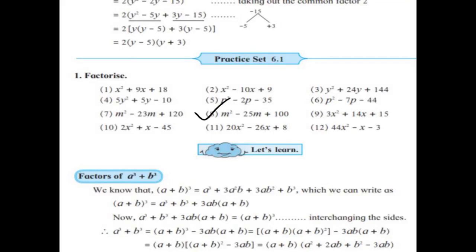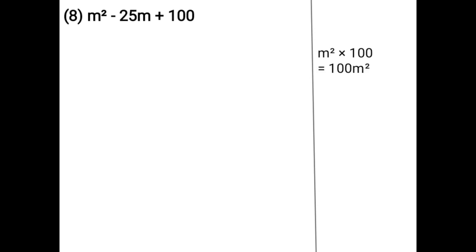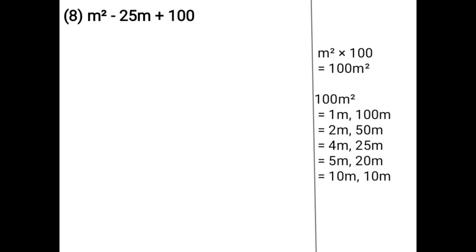M square minus 25m plus 100. In rough column, first you have to multiply first term and third term, that is m square into 100 equal to 100m square. Write all the factors of 100m square. After writing all the factors of 100m square, you have to choose the correct factors of 100m square to write the expansion form of the middle term, that is minus 25m. Correct factors are 5m and 20m.